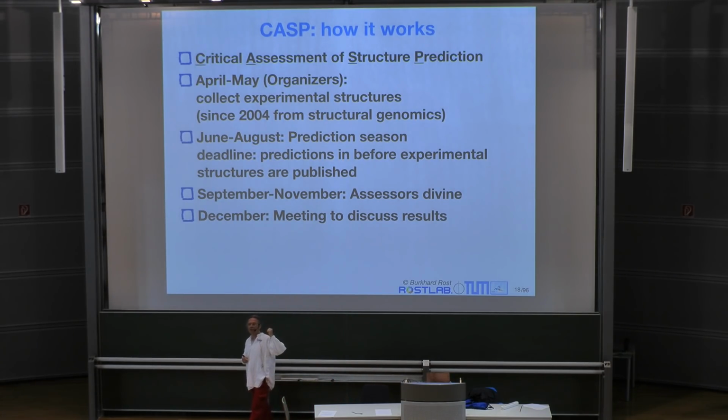So they collect the sequences, and then there is a period of prediction. In the period of prediction, people can send in their predictions for these sequences, and the deadline is typically preset, because the experimentalist says we are going to determine the structure in August, so the deadline is August. And sometimes this happens faster. And then suddenly the deadline comes, in some cases, very suddenly.